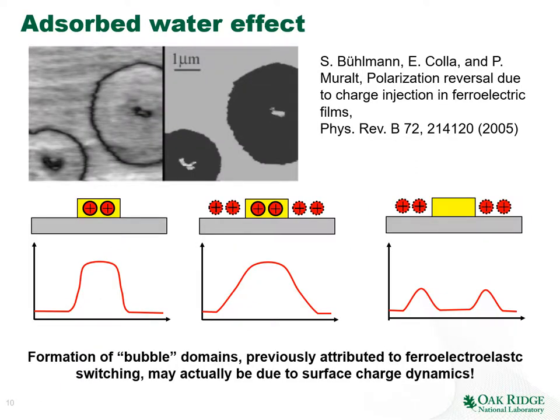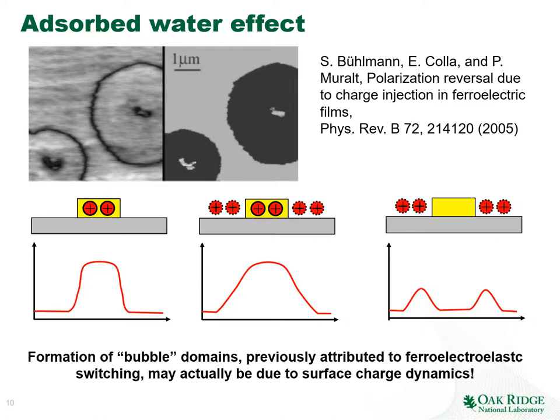What else can this adsorbed water do? Let me give you an example of the so-called formation of bubble domains that can be directly traced to the effect of the surface ionic charges and water layers. This is an example of a domain switched on the surface of lead titanate. Even though the domain was switched by the positive tip bias, it actually formed a large negative domain. You can see it here on the phase image.